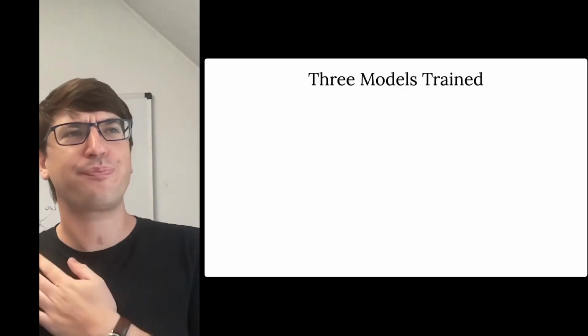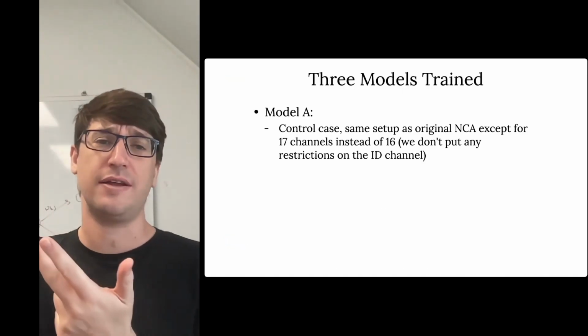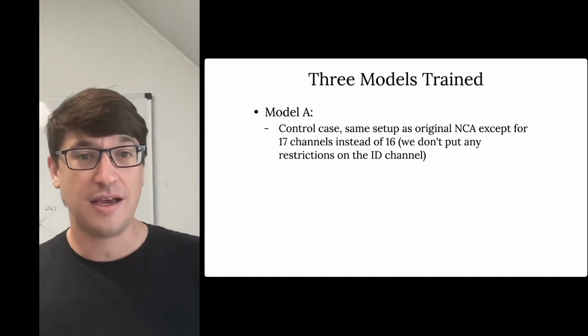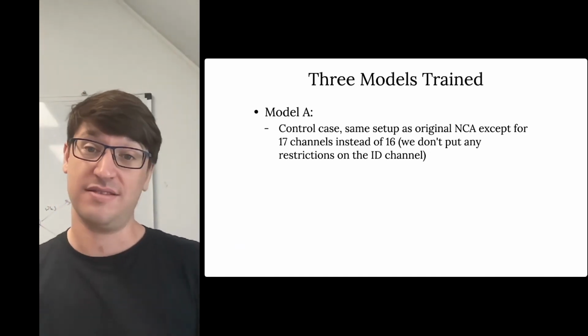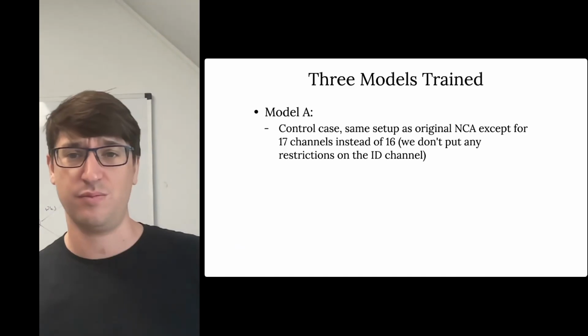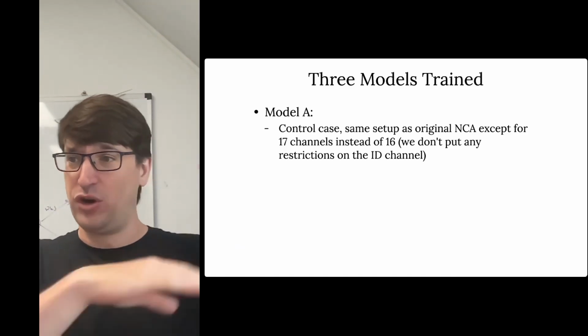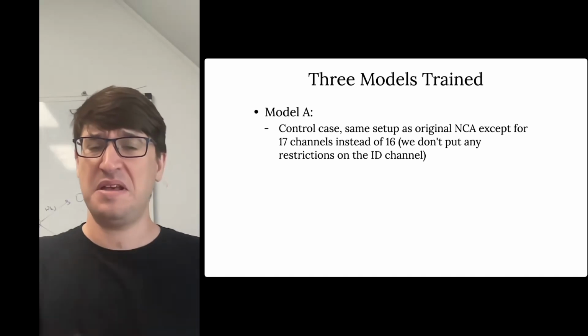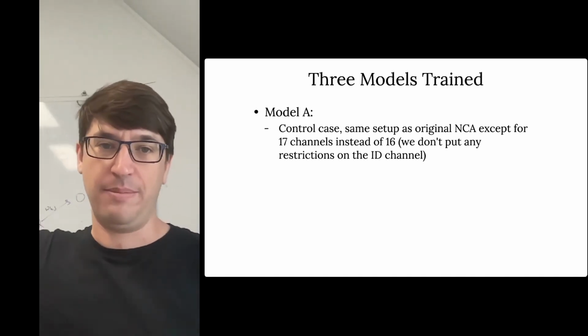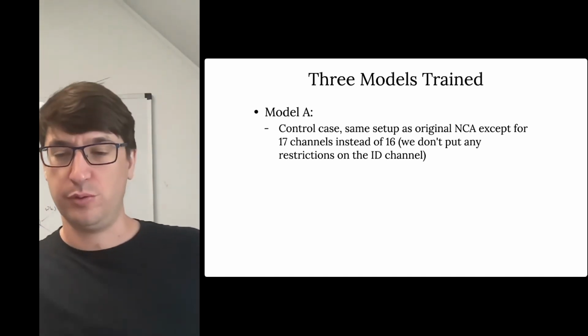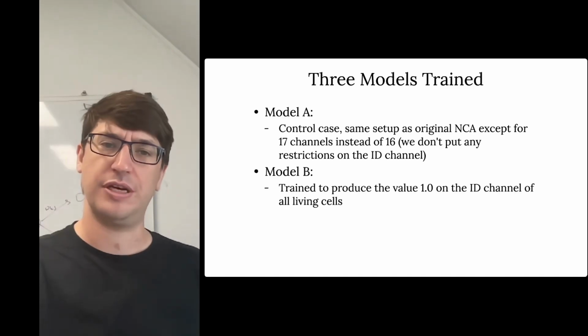Bear that in mind. So we trained three different models. Model A is just a control case, the same as the original NCA, except we've got the extra channel there. We basically just don't put any restrictions on that channel. We train it just like the original NCA, but we didn't want some confound of there being an extra channel, and that's why the other models were there. So we used 17 channels here.